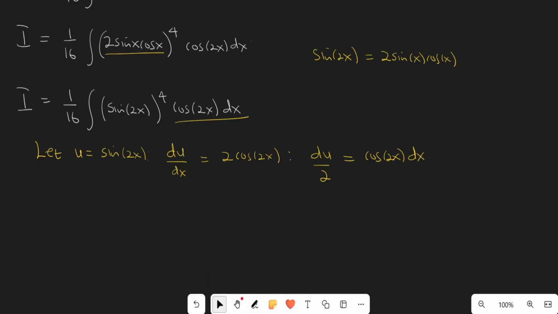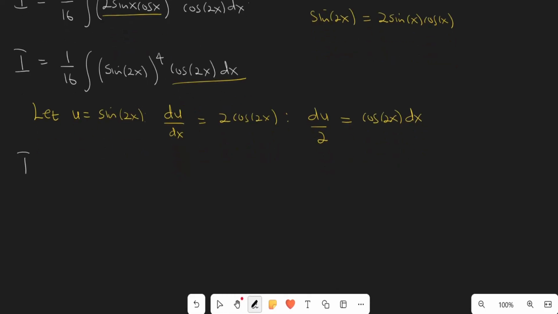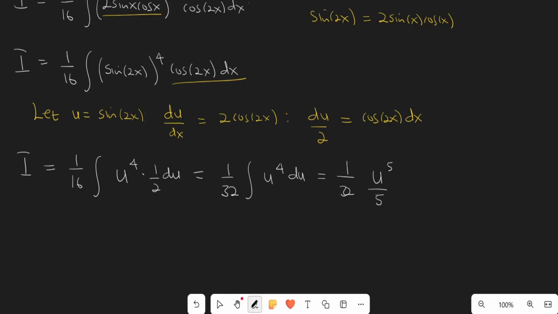And then I can take the integral from the x world into the u world. So I is going to be 1 over 16, the integral of u raised to the power 4, and then this is 1 over 2 du. So 1 over 2 comes out and multiplies 1 over 16, that gives you 1 over 32, the integral of u to the power 4 du. And that is 1 over 32 u raised to the power 5 over 5, that is integrating, plus the constant of integration.